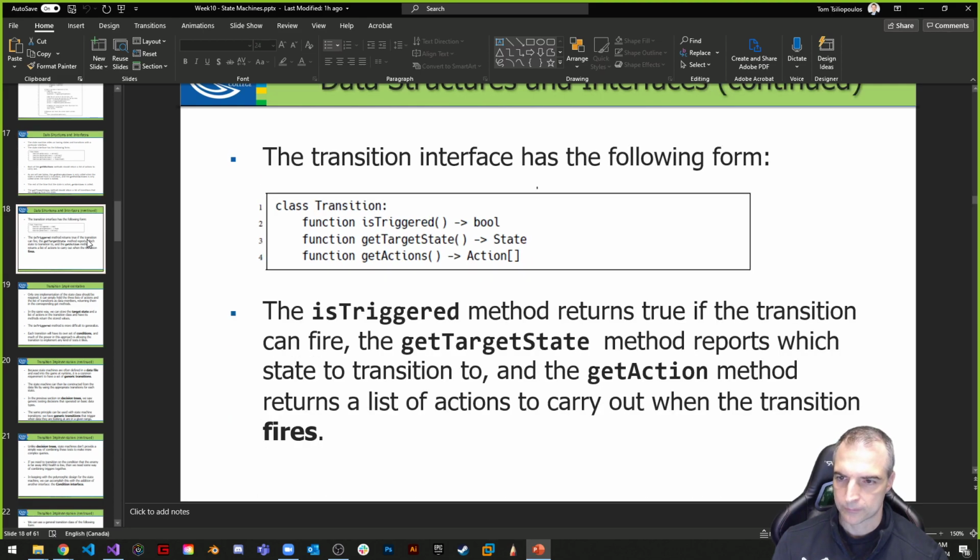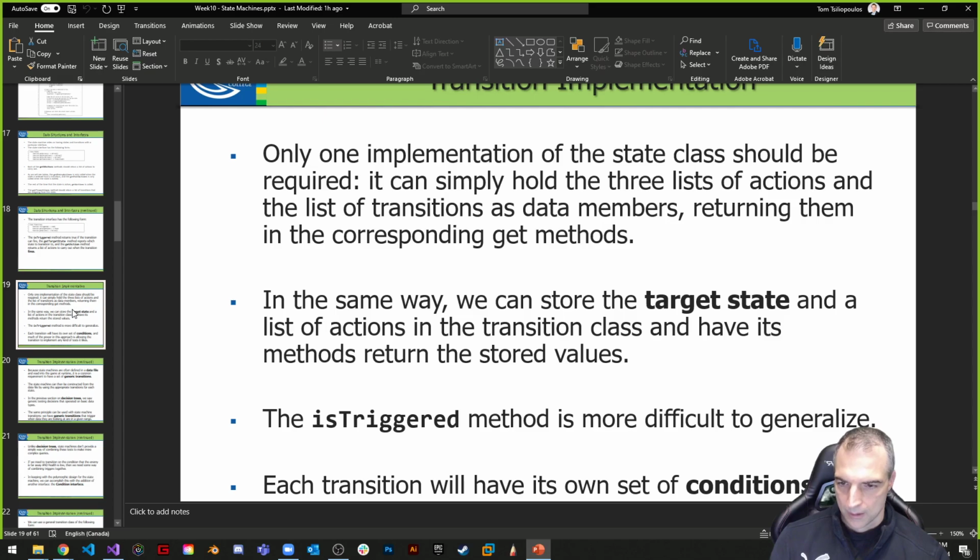So if I was going to look at the transition, transitions would have: is the transition triggered? It's a Boolean. What's the target state? If the transition is triggered, then I go to the target state. And then I would have actions for the transition itself. So there'd be a group of actions, an action array that I build up as I'm transitioning. Okay, so hopefully that was clear.